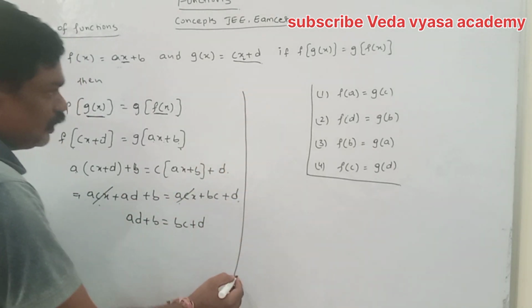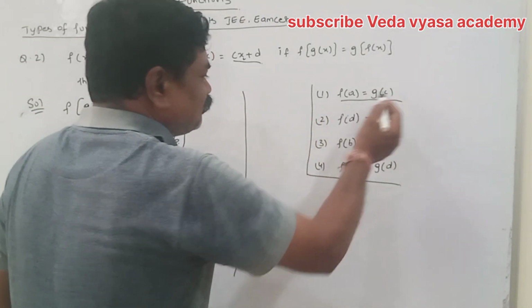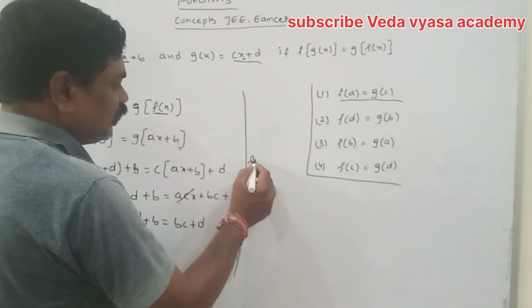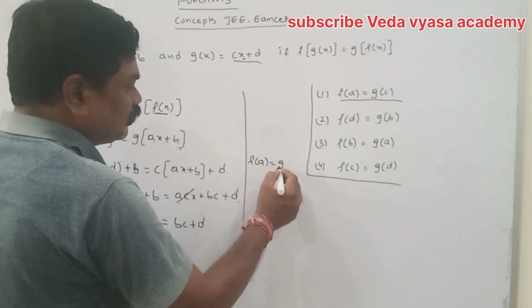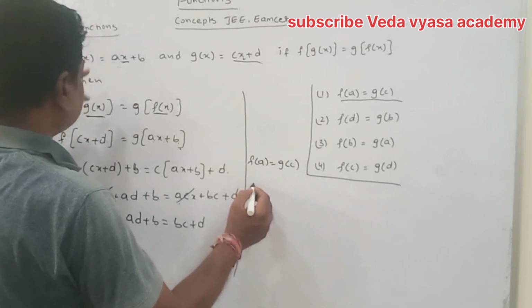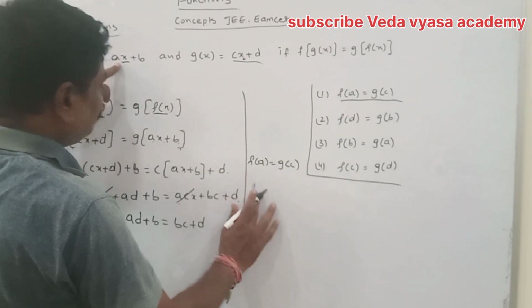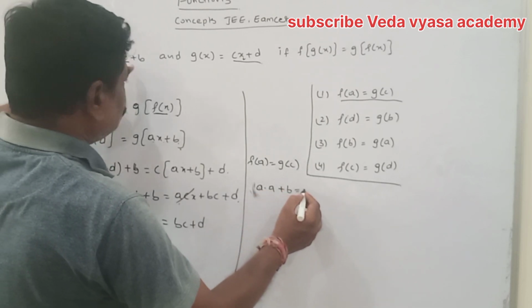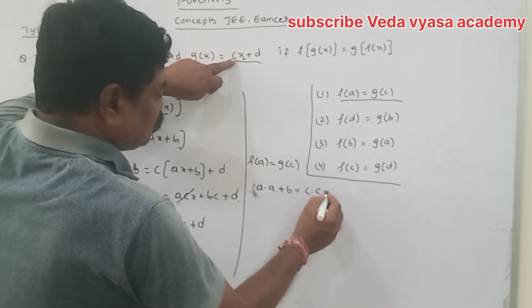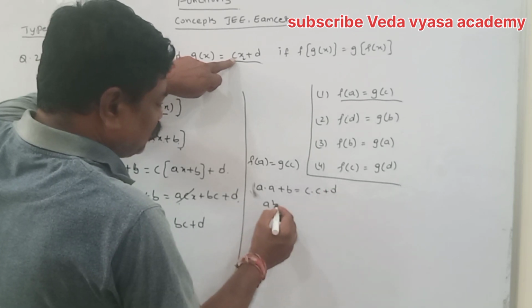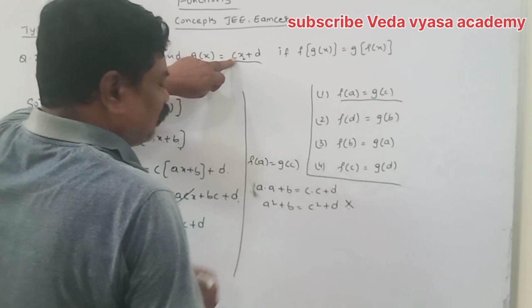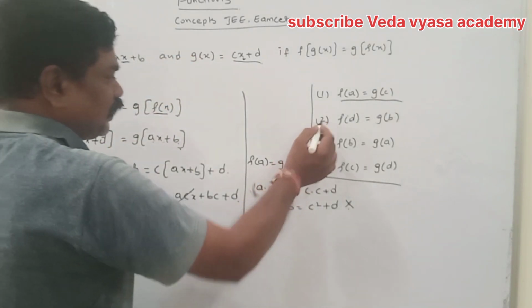We have to check the first option, f of a is equal to g of c. What is f of a? f of a is equal to a into a plus b, and g of c is c into c plus d. This is a square plus b is equal to c square plus d. This is not correct. Next, go to the second one.